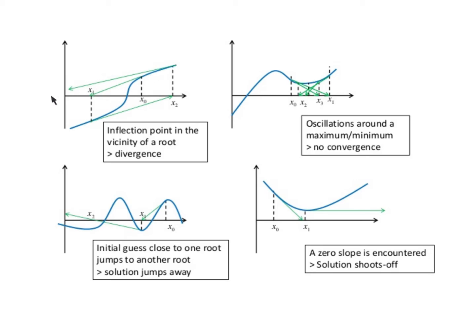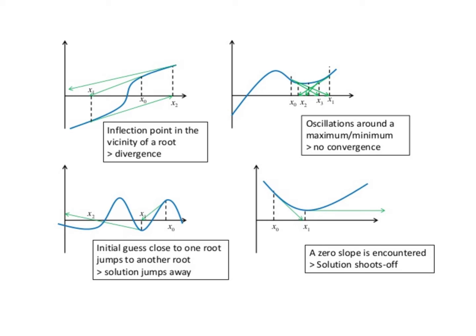And what's happening, how you would see this play out when you're doing Newton's method, is you would see that your answers start to diverge instead of converge. They're actually getting further and further apart. So that's the first way that Newton's method can go wrong.